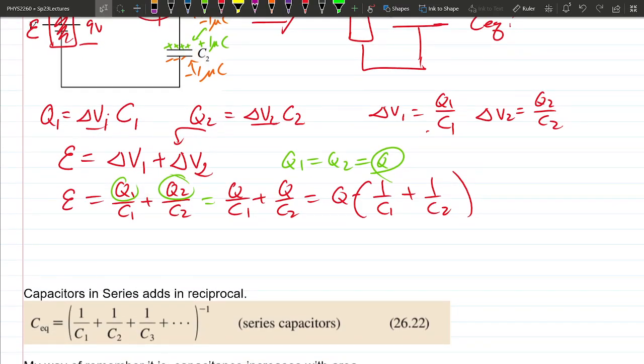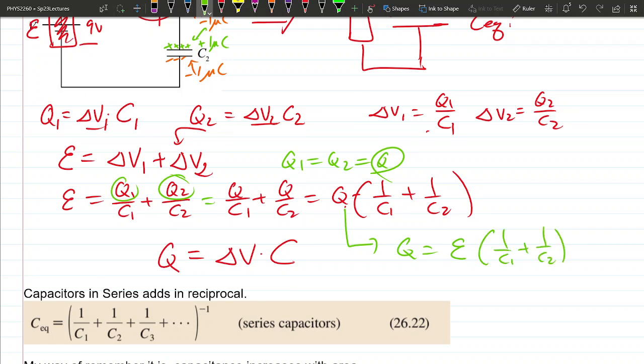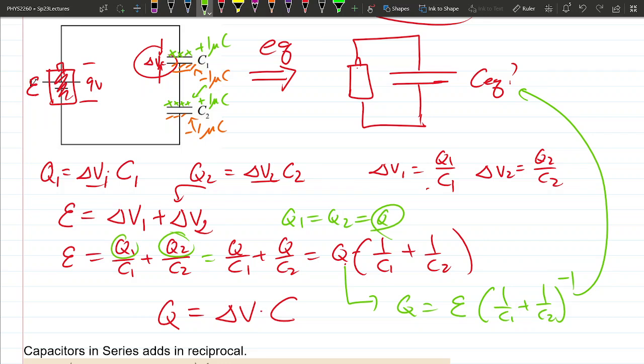And remember, the main thing you want to remember about capacitors is that the charge is going to be equal to whatever the voltage is times the capacitance. So if I solve this equation for charge, let's go to green here, this is going to be whatever the EMF is times 1 over C1 plus 1 over C2 to the negative 1 power. So this is the equivalent capacitance when you combine 2 different capacitors together. Does that make sense?